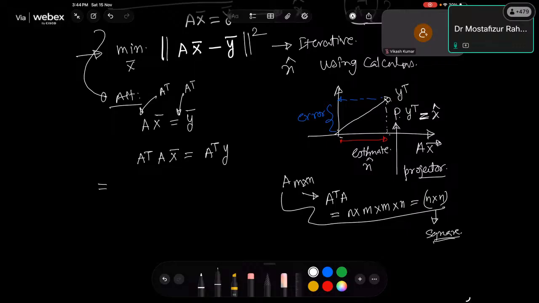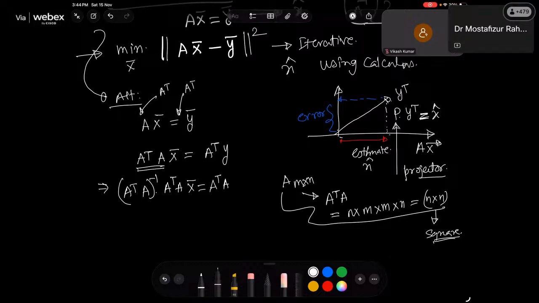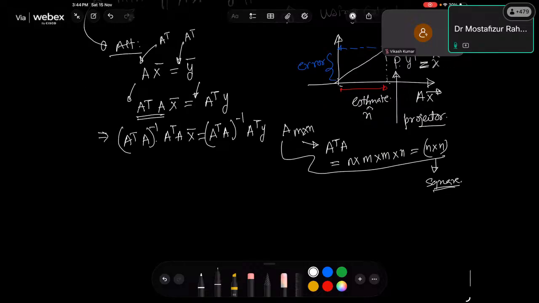But I have to calculate x bar, so I have to remove this part. What I will do is pre-multiply with A transpose A whole inverse: A transpose A whole inverse times A transpose A x bar equals A transpose A whole inverse A transpose y.